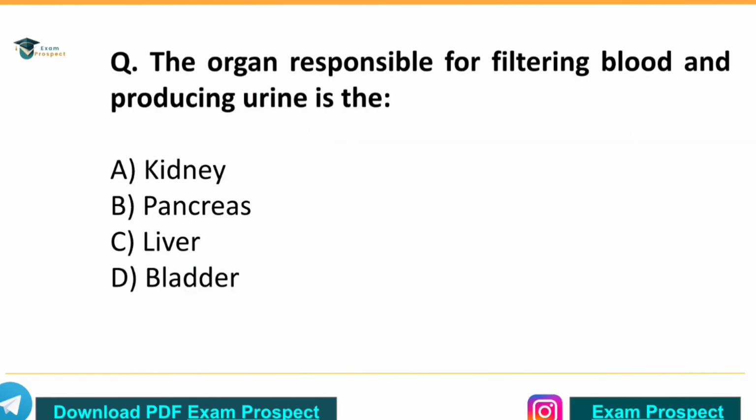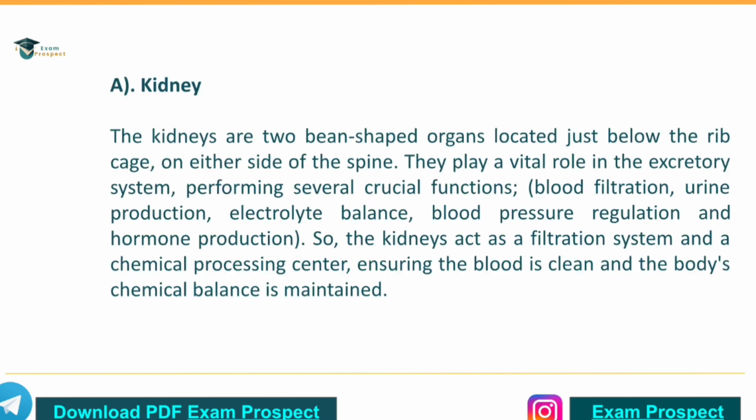Next question, the organ responsible for filtering blood and producing urine is the? Correct answer is option A, kidney. The kidneys are two bean-shaped organs located just below the rib cage on either side of the spine. They play a vital role in the excretory system, performing several crucial functions like blood filtration, urine production, electrolyte balance, blood pressure regulation, and hormone production. So the kidney acts as a filtration system and a chemical processing center, ensuring the blood is clean and the body's chemical balance is maintained.